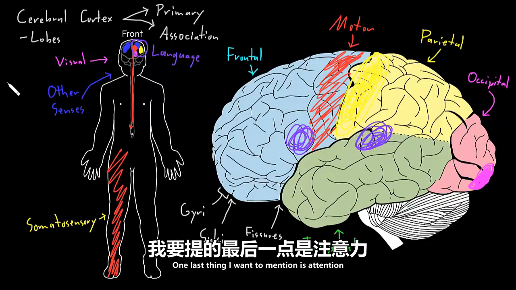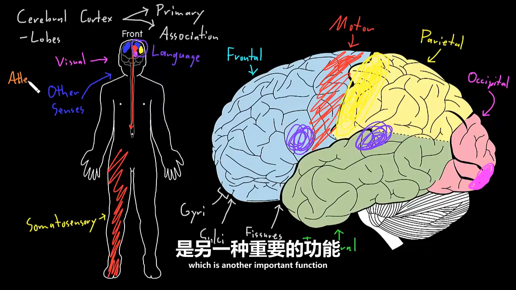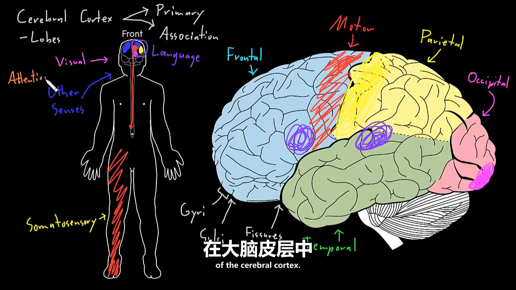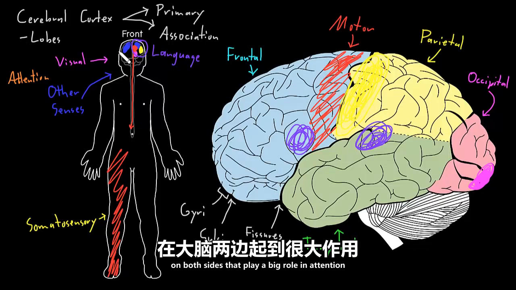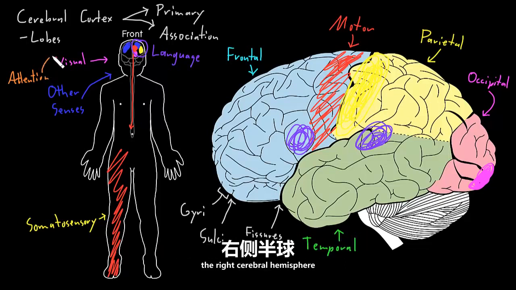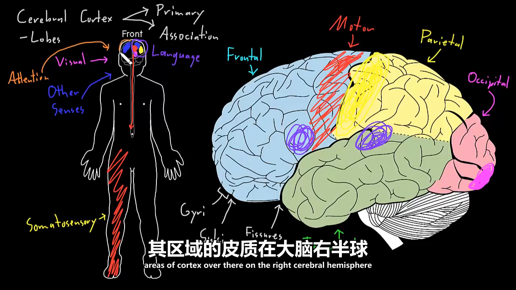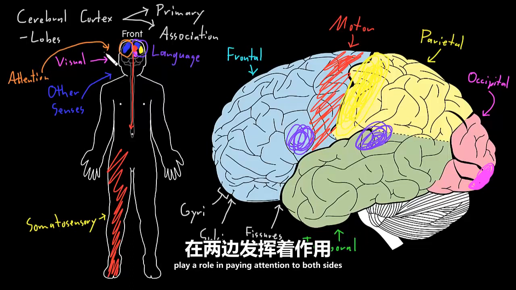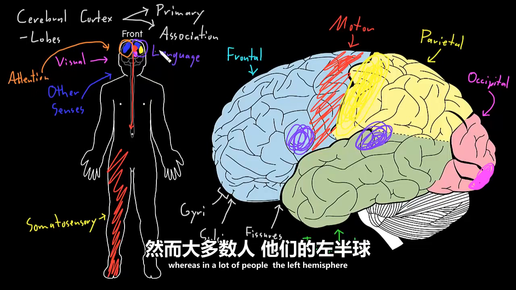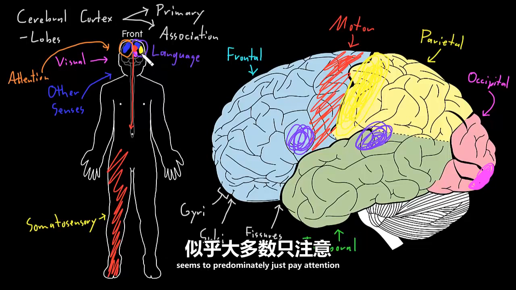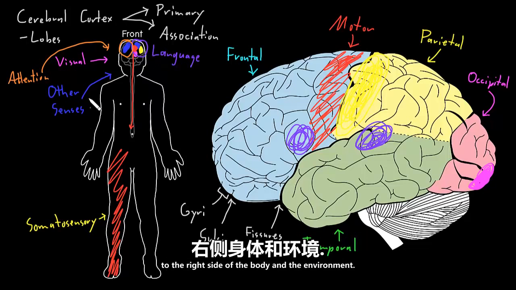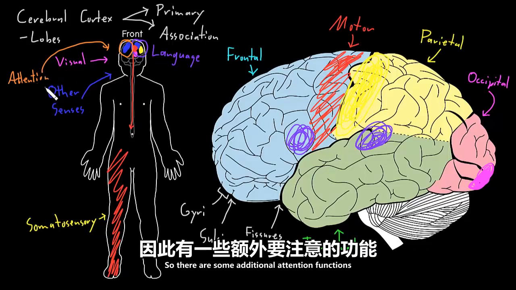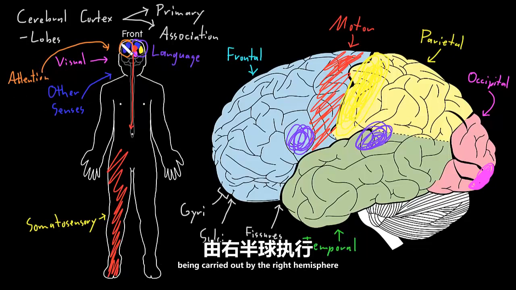One last thing I want to mention is attention, which is another important function of the cerebral cortex. And there are lots of areas of cerebral cortex on both sides that play a big role in attention. But in particular, in most people, areas of cortex in the right cerebral hemisphere play a role in paying attention to both sides of the body and the environment. Whereas in a lot of people, the left hemisphere seems to predominantly just pay attention to the right side of the body and the environment. So there are some additional attention functions being carried out by the right hemisphere that are not carried out in most people in the left hemisphere.